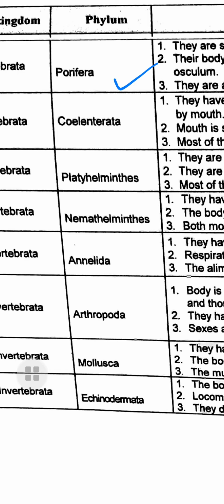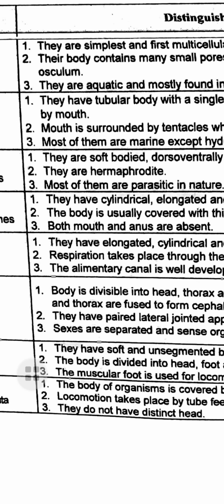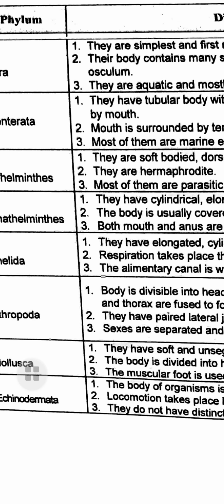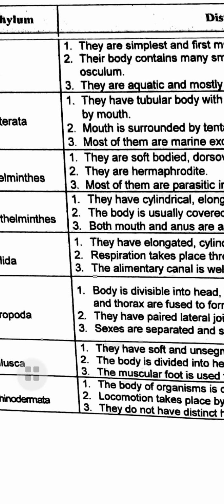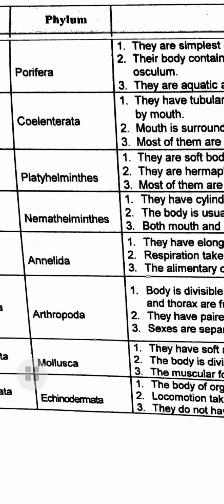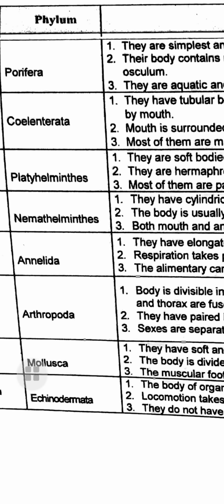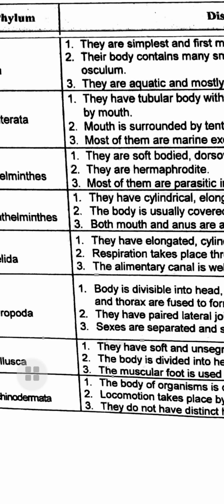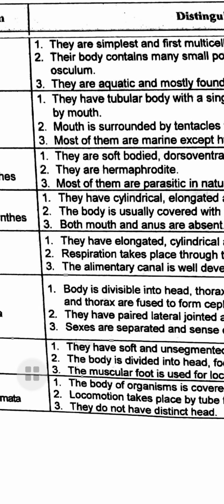They are Porifera, Coelenterata, Platyhelminthes, Nemathelminthes, Annelida, Arthropoda, Mollusca, and Echinodermata. Porifera, pore-bearing animals. Coelenterata, they contain one hollow muscular cavity which is called coelenteron. Platyhelminthes, their body is flat. Nemathelminthes, body is cylindrical and elongated.